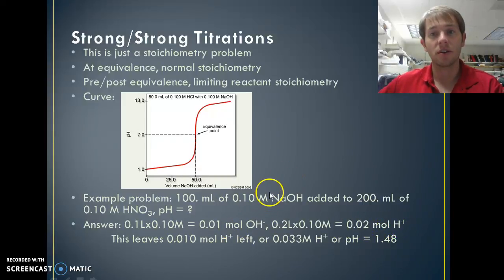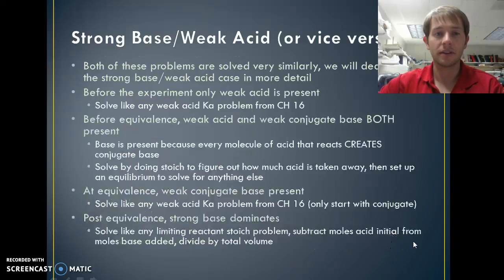Because they're both strong, they both fully dissociate, so all I need to do is stoichiometry. I'm going to subtract the two of these, and I end up with 0.010 moles of hydrogen ion left, and divide that by the total volume. So I want to know the pH of the whole thing. So there's 300 total milliliters, and so that gives me 0.033 molar H+, which gives me a pH of 1.48.